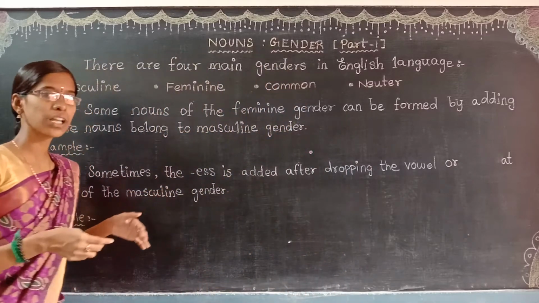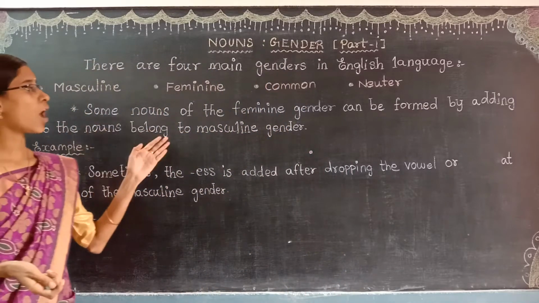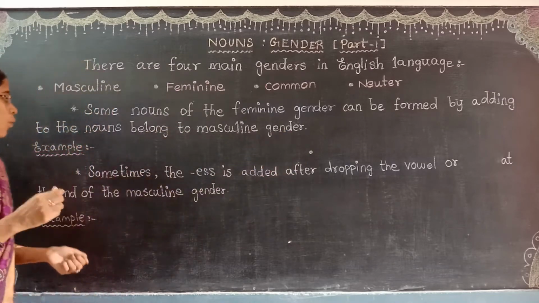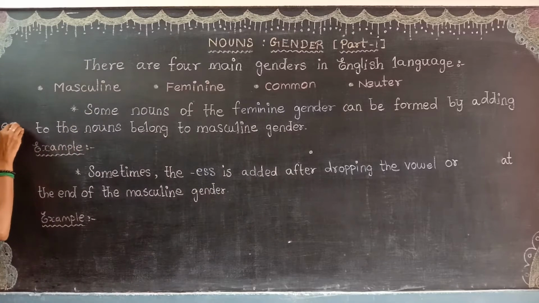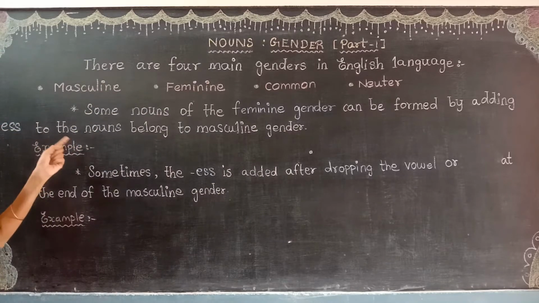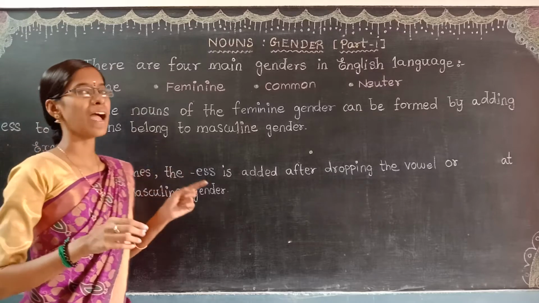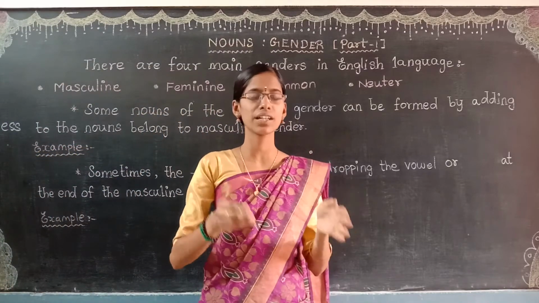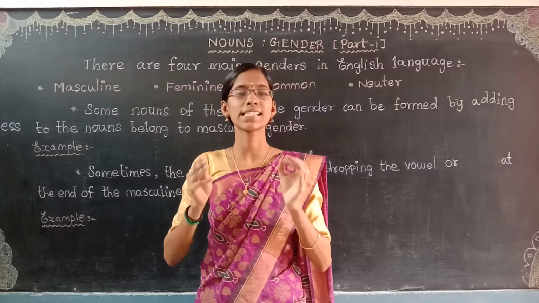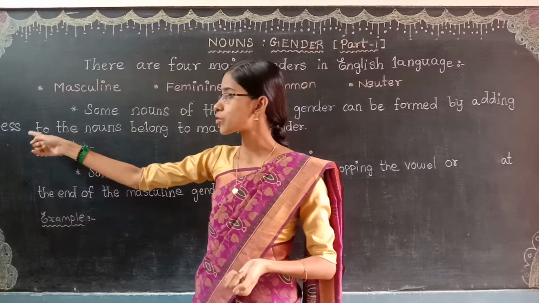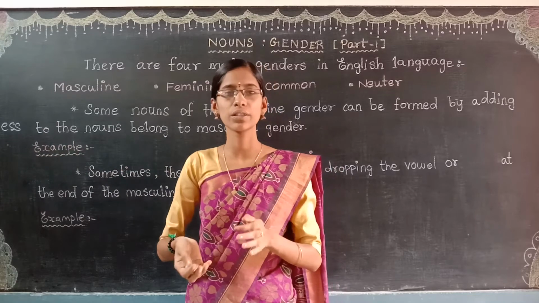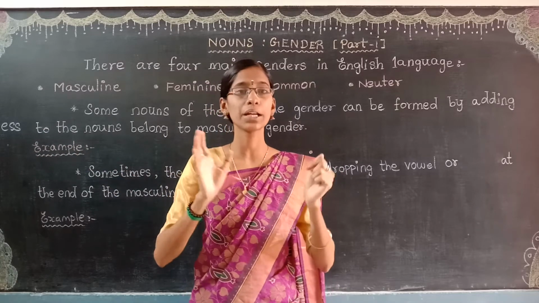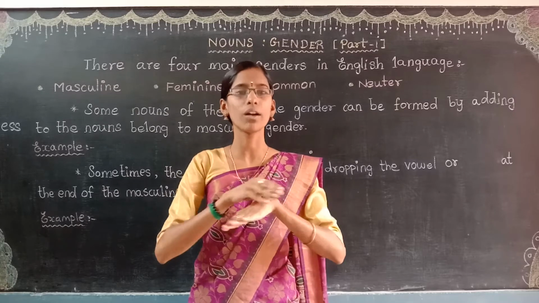See the first rule given here. What is the first rule? Some nouns of the feminine gender can be formed by adding what? By adding ess to the nouns belonging to masculine gender. So, if you are going to change a masculine gender into a feminine gender, you can just add ess to that word to change it into its feminine gender. And this is only for certain words and it is not for all the words. Okay?